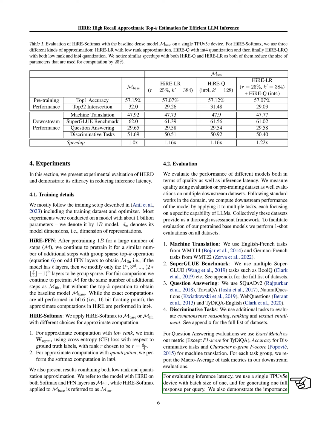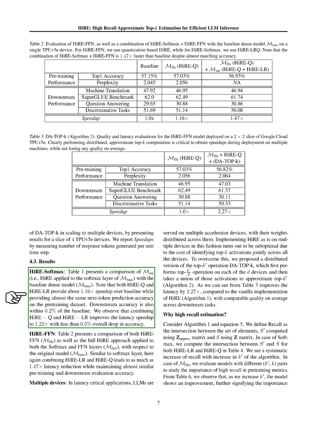Section: Results. In this section, we discuss the results of our experiments with HiRE softmax. We compare HiRE applied to the softmax layer of the base model with the original dense model. We found that both HiRE-Q and HiRE-LR speed up the process by about 1.16 times compared to the baseline, while maintaining nearly the same accuracy for predicting the next token in the pre-training dataset. The accuracy for downstream tasks is also very close to the baseline, within 0.2%.